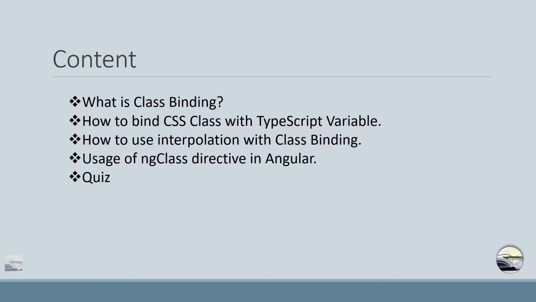With class binding, we can add and remove CSS class names from an HTML element, and it is very similar to the property binding that we learned in the previous tutorial. So let's just jump to the ground.